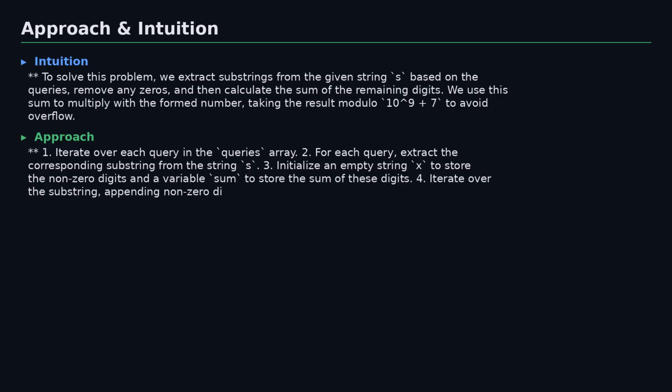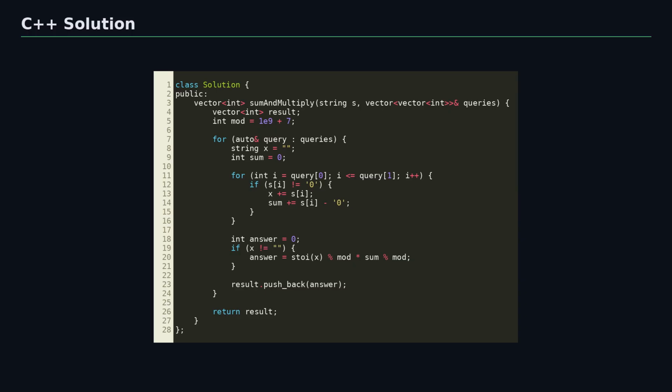Finally, we calculate the answer by converting the string to an integer, multiplying it by the sum, and taking the result modulo 10 to the power of 9 plus 7. Let's take a look at the C++ code. We start with a class Solution and a function sumAndMultiply that takes a string and a 2D vector of queries. We initialize a vector result to store the answers and a modulo value to avoid overflow.